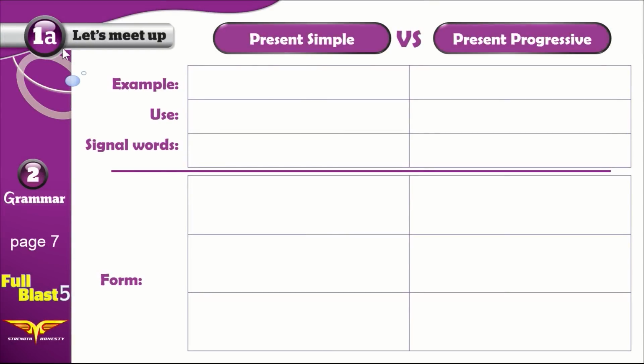Module 1a-2 Grammar. Today we are learning the difference between present simple and present progressive. Let me give you an example of each tense. Look at this example. I learn English every day. This is present simple.